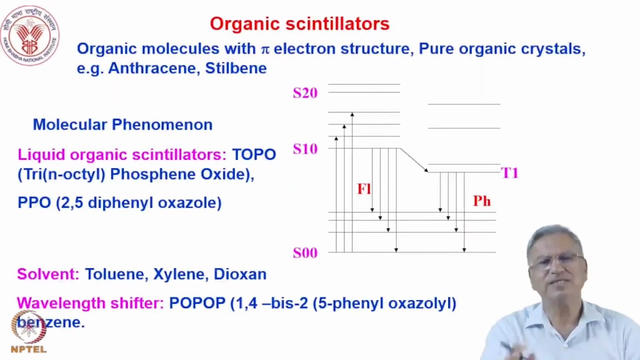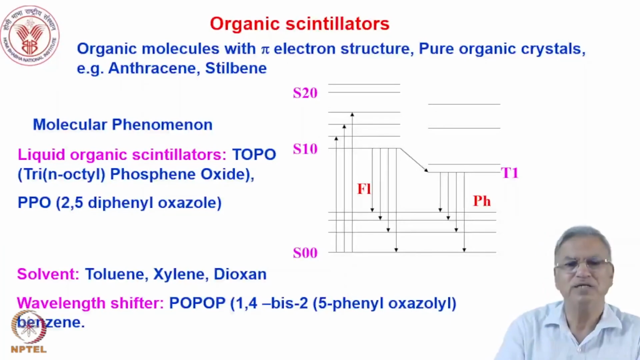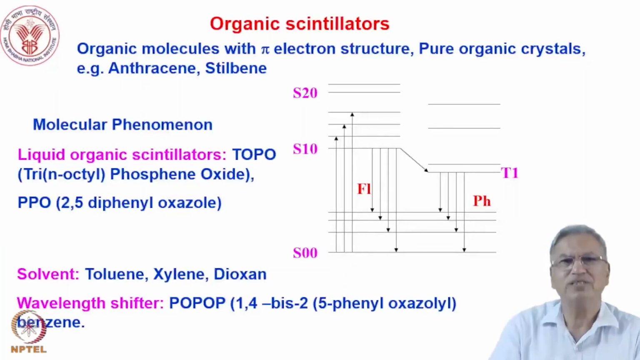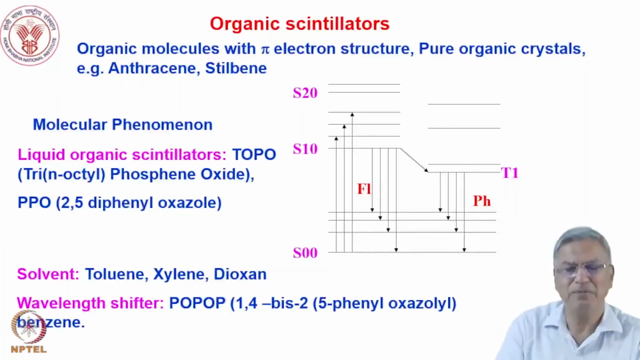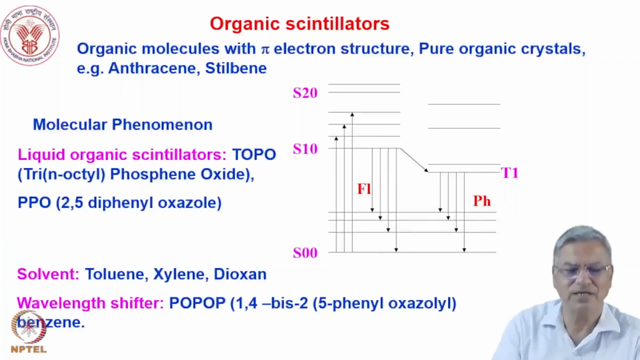Now the scintillators can be of two types. One could be the organic scintillator, or it could be inorganic scintillators. Organic scintillators have their own advantages and their own disadvantages. The advantage is that they have a molecular structure, so each molecule is fluorescing, unlike inorganic scintillators where the entire crystal lattice generates the light photon.